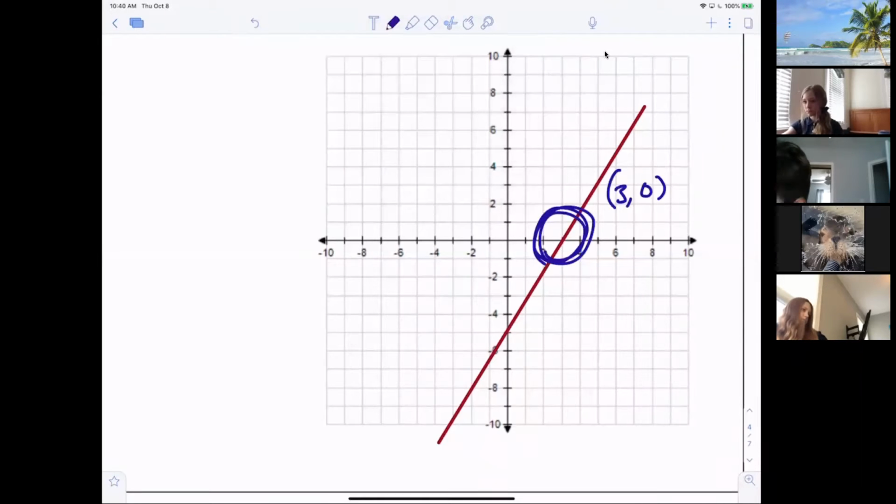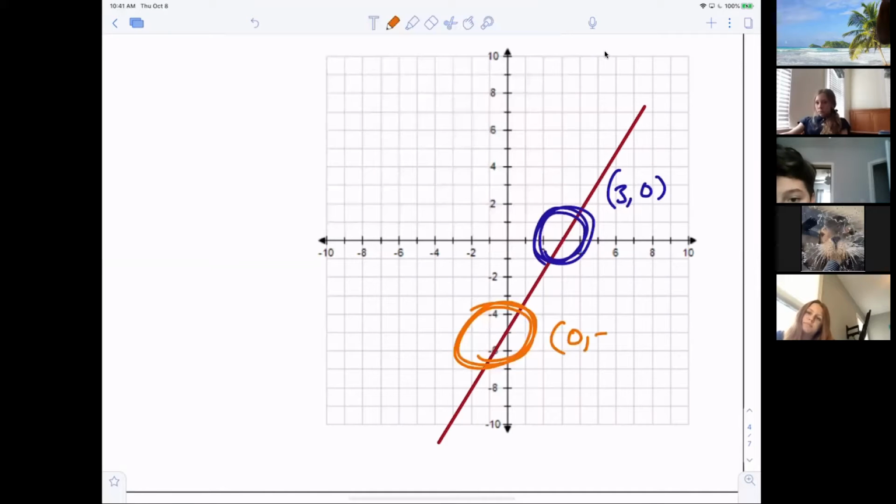All right, y-intercept. So the y-intercept would be what? The y-intercept would be -5, and you would write the y-intercept as 0, -5.